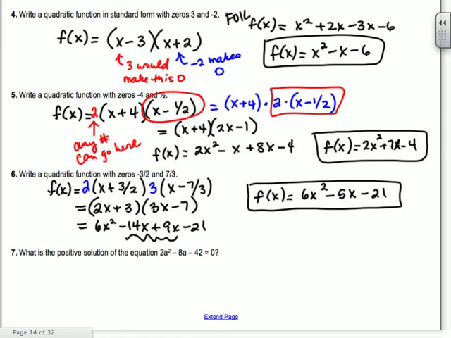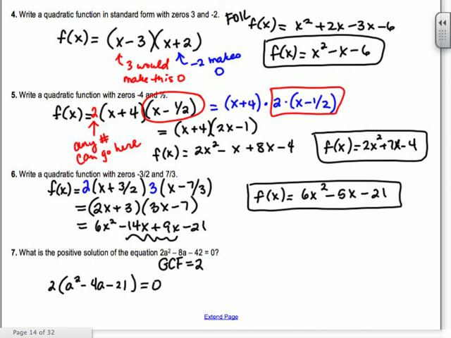Okay, and the next one, what is the positive solution of the equation? So I have 2a squared minus 8a minus 42 equals 0. Okay, so do you guys notice this one has a GCF of 2? So to make it easier when I'm factoring, I'm going to pull that out to the front. So they all had a factor of 2, so I can pull it to the front. So I have 2 times a squared minus 4a minus 21.